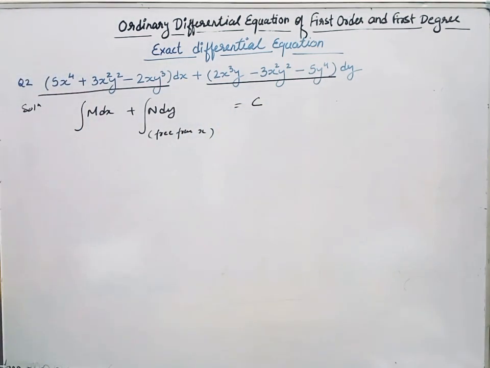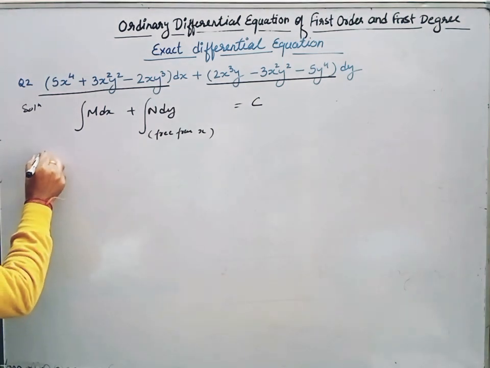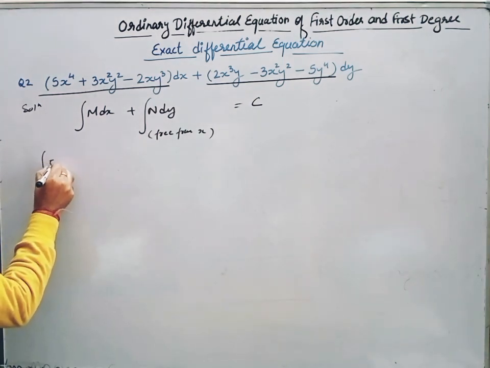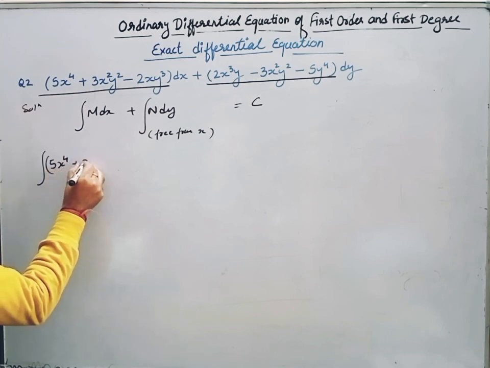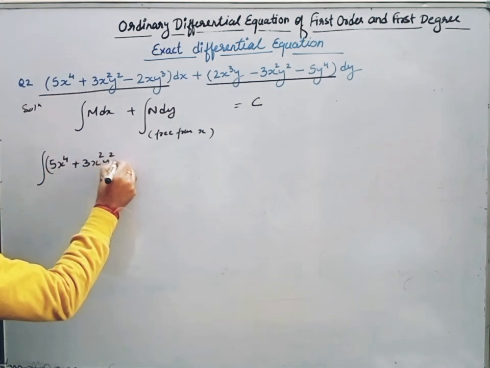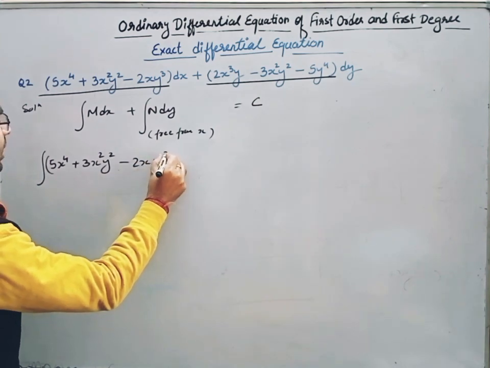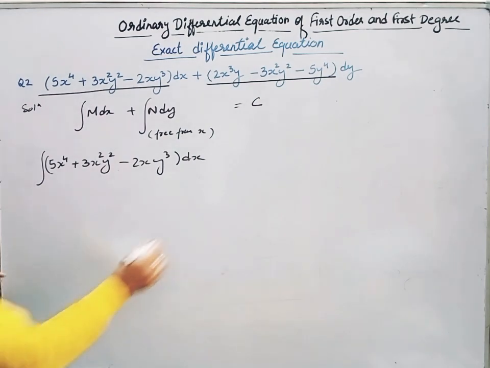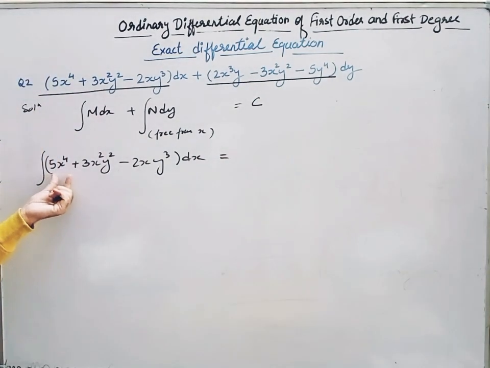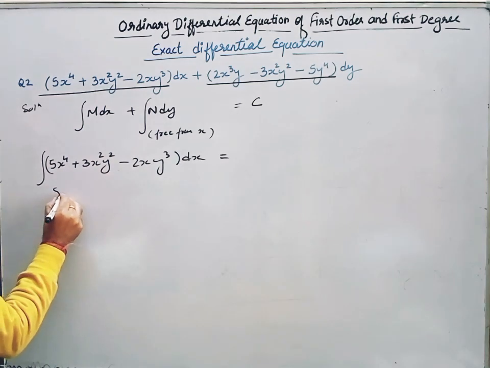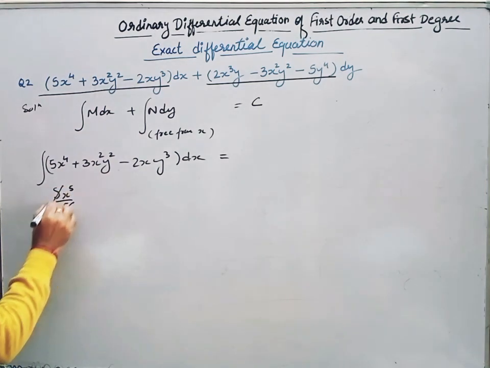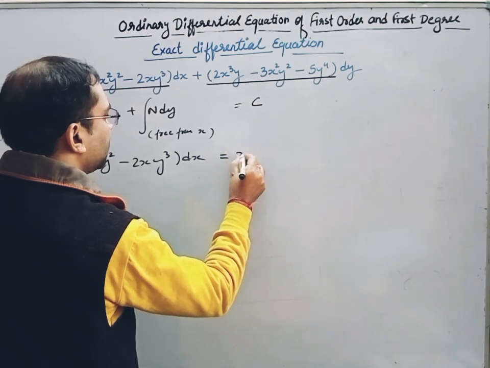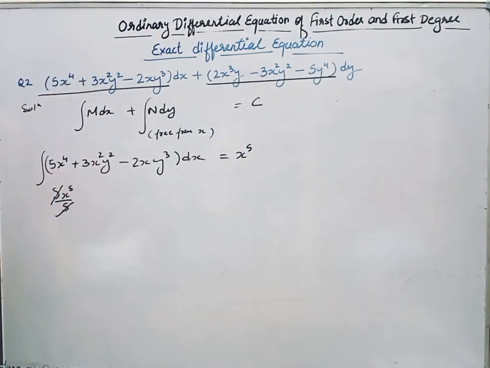So let's find out integral of m. This is integral of 5x to the power 4 plus 3x square y square minus 2xy cube with respect to dx. Here we integrate with respect to x. So 5x to the power 4 will be 5x to the power 5 upon 5. We cancel out these 5, so the first term comes to be x to the power 5.